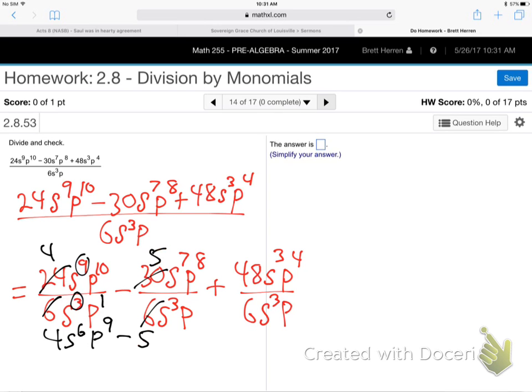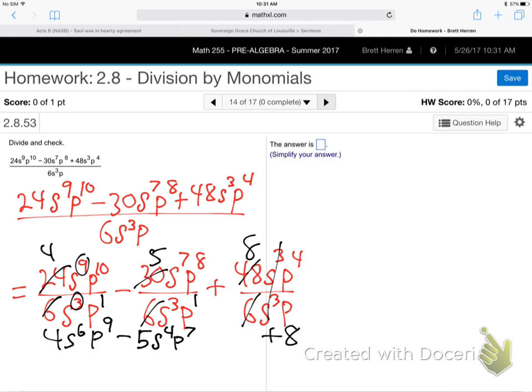Subtract the power, 7 minus 3. Oops, there's my 5 looking like an S already. Try to make that a little more clear. So s to the 4th, and p, subtract the powers, there's an invisible 1 on the bottom, p to the 7th. Good. One more, plus 6 into 48, 8 times. Subtract, oh, the s to the 3rd just drops out, huh?